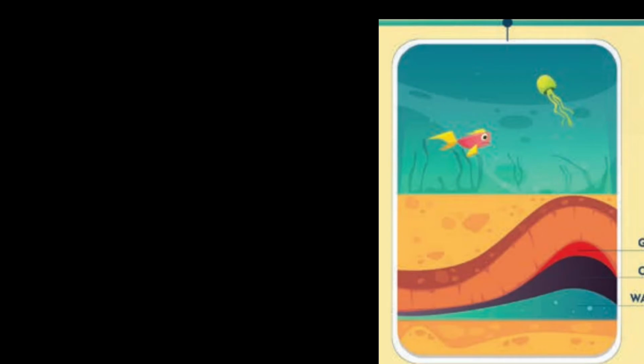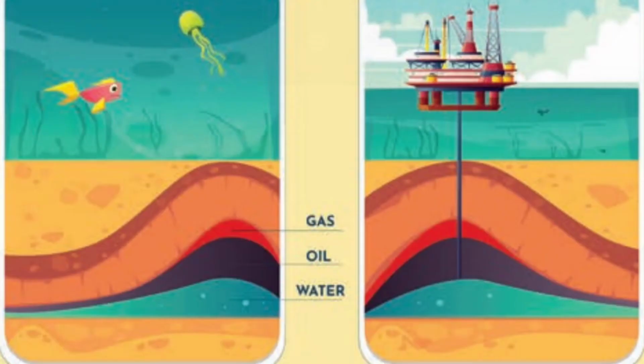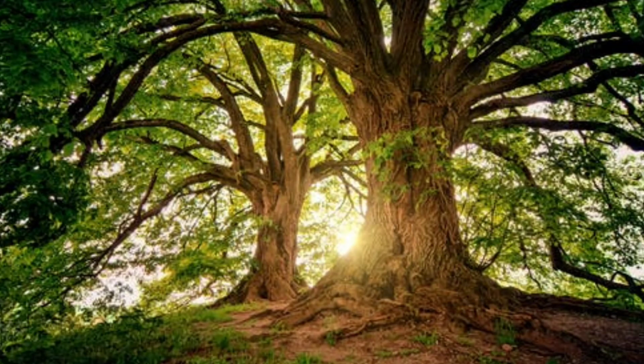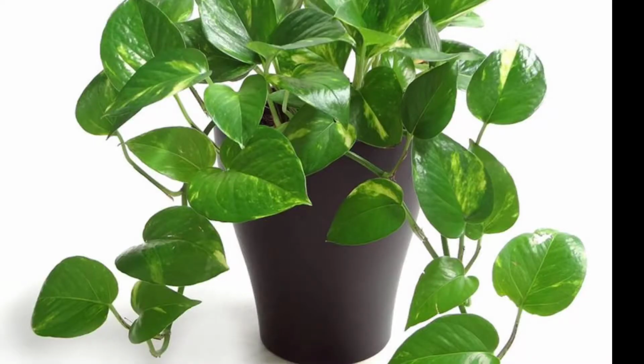Then they were buried deep inside the earth and compressed through temperature and pressure and converted to fossil fuels like oil and natural gas. These fuels are found in porous rock which lies below large bodies of water, especially oceans. By drilling these rocks, hydrocarbons can be extracted. Hydrocarbons are present in different trees and plants. Now we are going to see the properties of hydrocarbons.